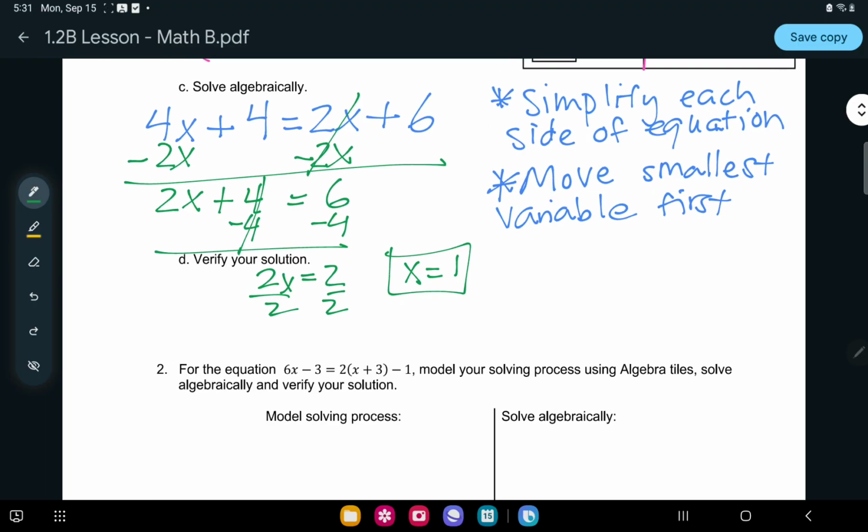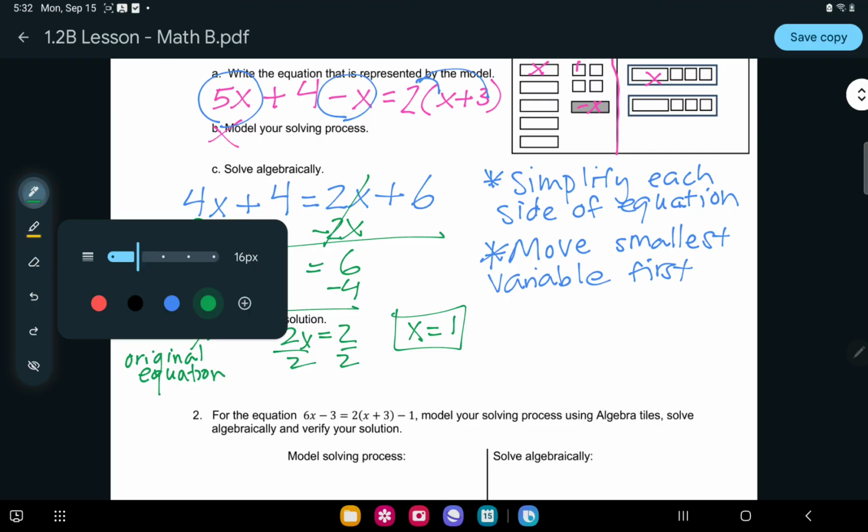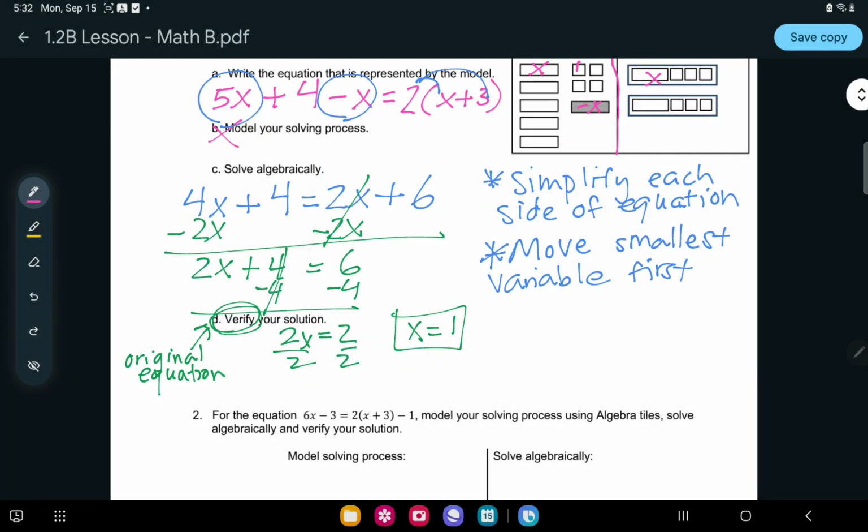So to verify our solution, we need to actually plug it back into our equation and make sure it works. But when you are verifying your solution, I want you to write yourself a little note. You need to verify into the original equation. Because if you made a mistake between the original simplification process and you plugged it back in after you had made a mistake, your answer would seem like it was actually correct. So our original equation was 5x plus 4 minus x equals 2 times x plus 3.